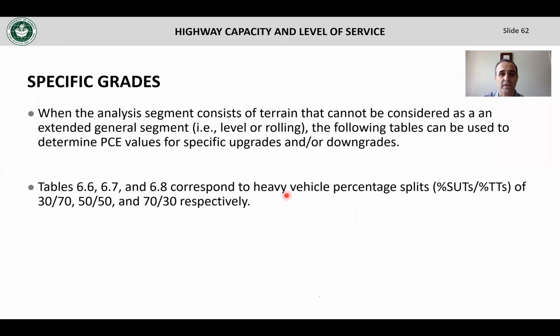So now you have 3 tables in your textbook: Table 6.6, 6.7, and 6.8, that depend on the percentages of single unit trucks and tractor trailers relative to the total percentage of trucks. If 30% of them are single unit trucks and 70% of them are tractor trailers, then you use table 6.6. If they are divided 50-50, then you use table 6.7. If you have 70% single unit trucks and 30% tractor trailers, you use table 6.8. And obviously, the real world never comes 30-70, 50-50, or 70-30. You will have to find the conditions that are closer to one of these tables.